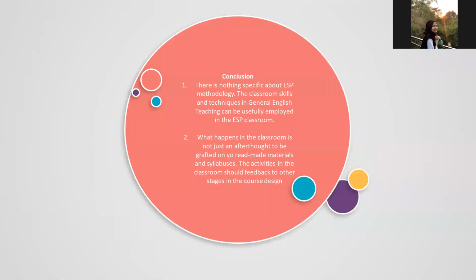The next slide, please. So that's all from the analysis of all of the model lessons. The conclusion is there is nothing specific about the English for specific purposes methodology, because the classroom skills and techniques in general English teaching can also be usefully employed in this ESP classroom. And what happens in the classroom is not just an afterthought to be crafted on to ready materials and syllabus.